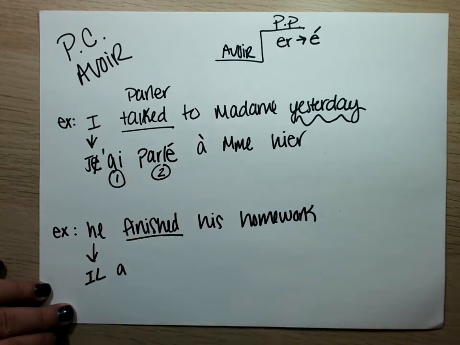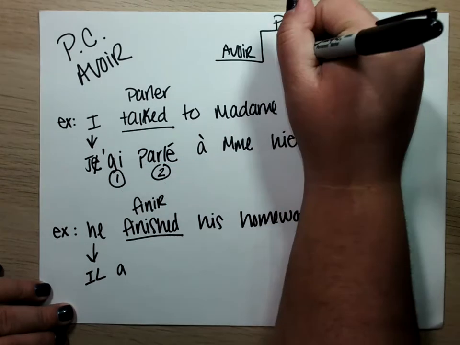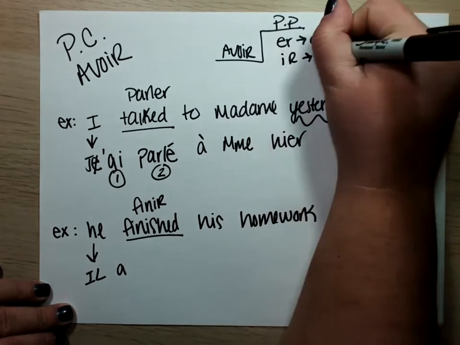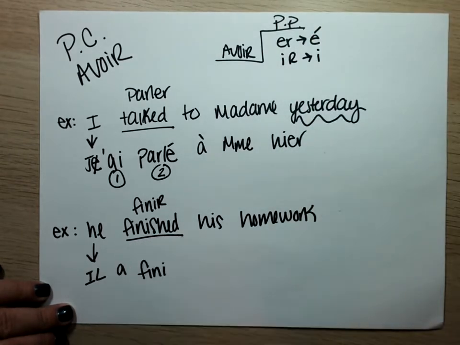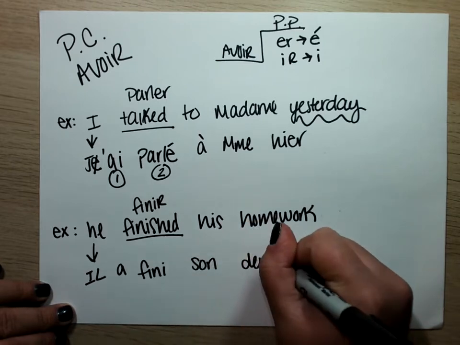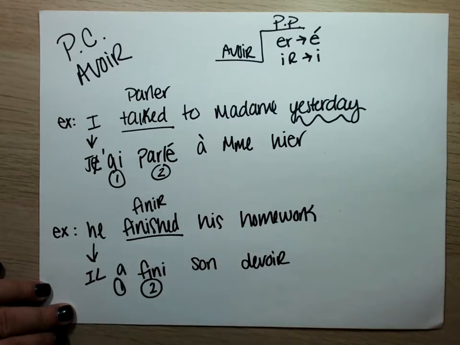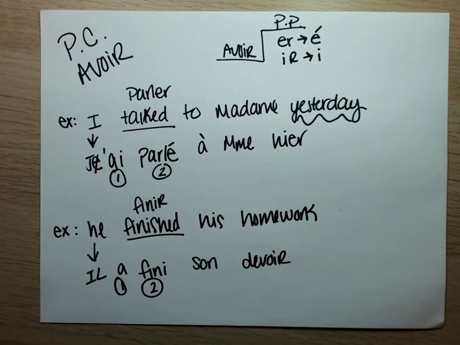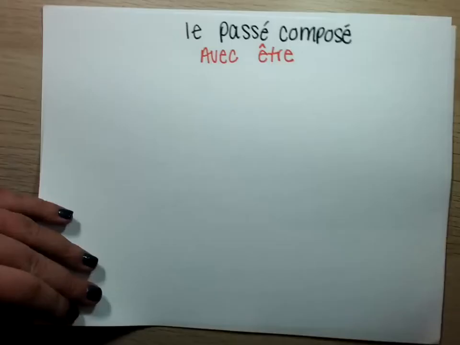Finished, the verb to finish in French is finir. It's an IR verb. We should remember that IR verbs change to just an I. So, il a fini. Son devoir is his homework. So I've got my step 1 and I've got step 2 right there. Hopefully this is a good review of passé composé avoir. So with that being said, let me change out my paper and get my passé composé être back.